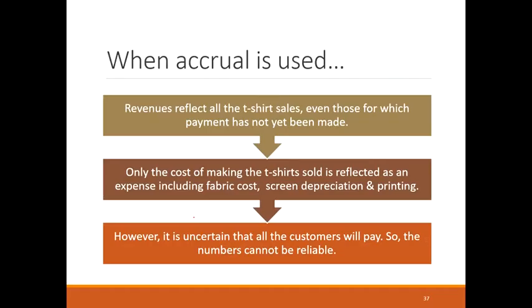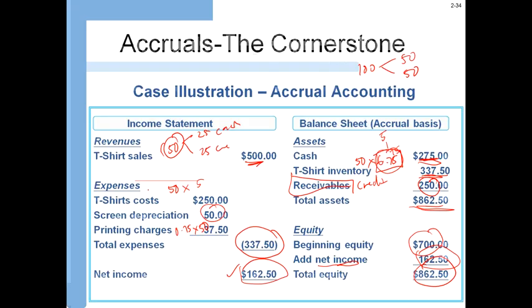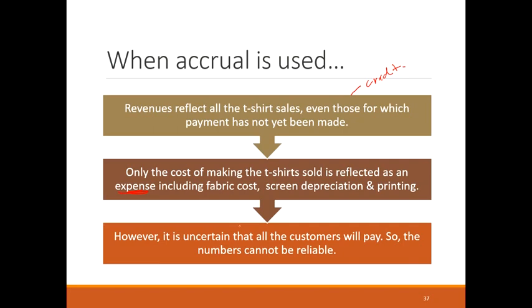So when accrual is used, revenues reflect all the t-shirt sales, even those for which payment has not yet been made. Untuk paid by credit lah. Okay. Ini maksud dia. Second, only the cost of making the t-shirt sold is reflected as an expense, including fabric costs, screen depreciation and printing. Ni hanya t-shirt yang jual saja, kita akan ambil kira sebagai expenses dia.